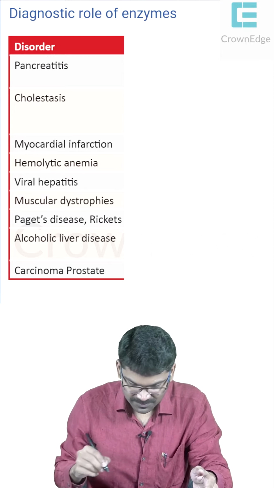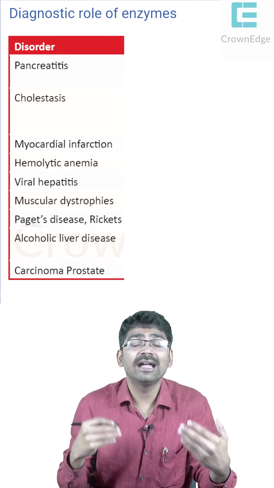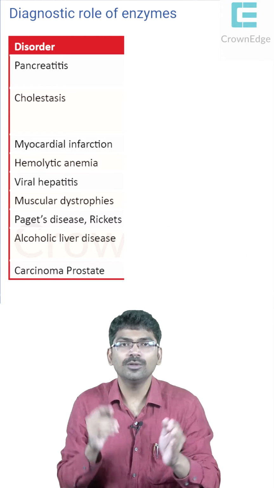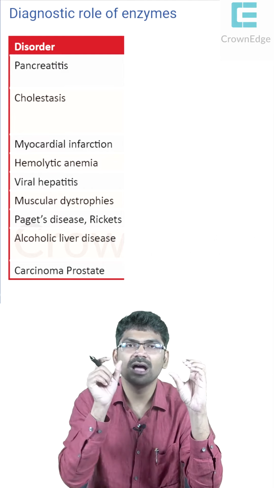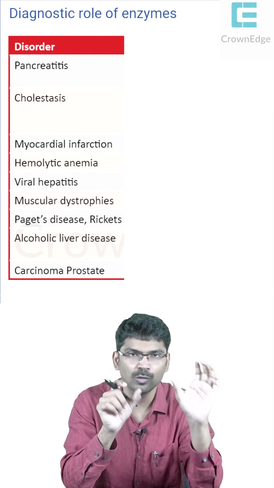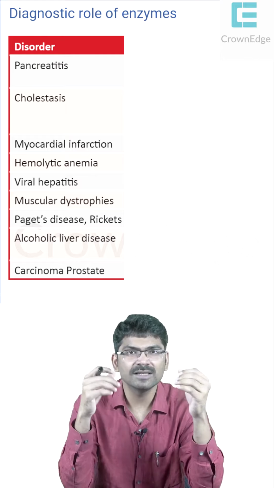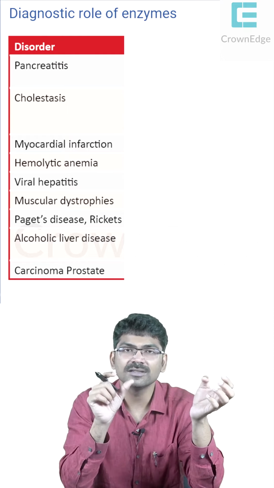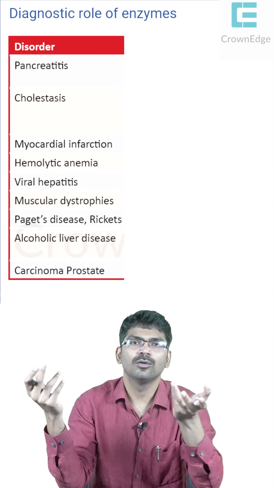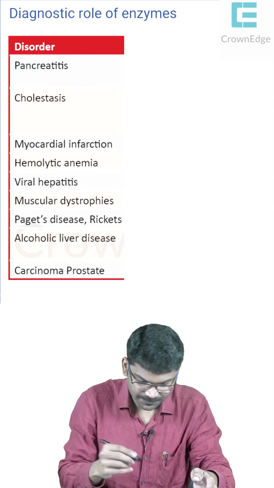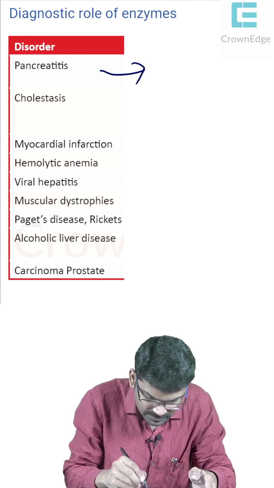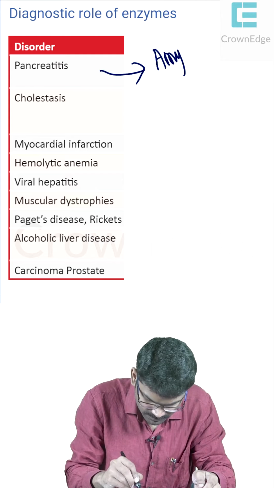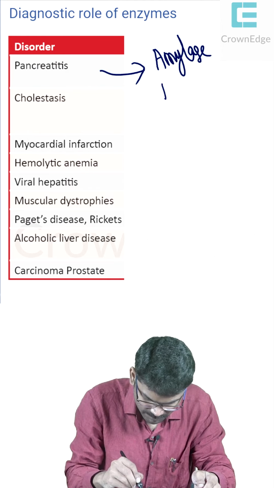What are all the enzymes elevated in pancreatitis? The pancreas is both an exocrine and endocrine gland. You know, the exocrine portion secretes amylase, lipase and all. The endocrine portion secretes insulin, glucagon and all. Right? So in pancreatitis, which enzymes will be elevated? Amylase and lipase.